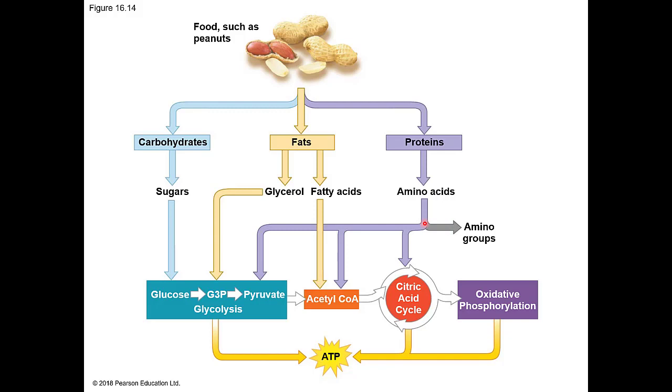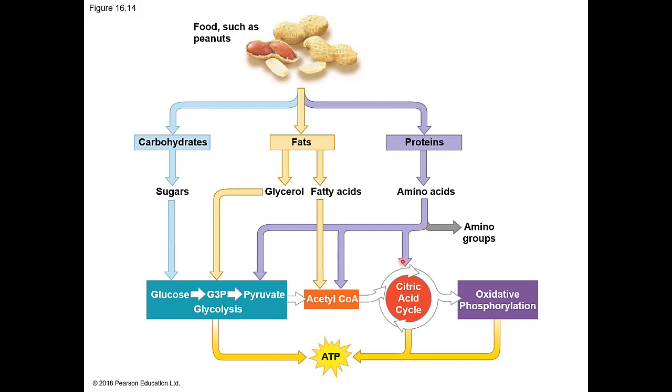Now, what we do with the rest of it depends on which amino acid it is, because remember, we have 20 different types of amino acids, and they're all going to have a little bit different structure. Depending on which amino acid it is, some of them will come back here and might be converted into pyruvate and go through part of glycolysis. Some of them might be converted to acetyl-CoA and go through here. Some of them might actually enter into one of the molecules that's part of the citric acid cycle. So they can come in here a variety of different ways.